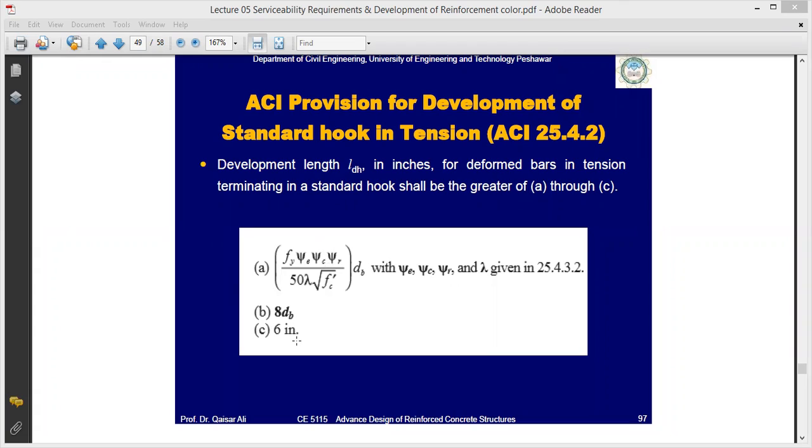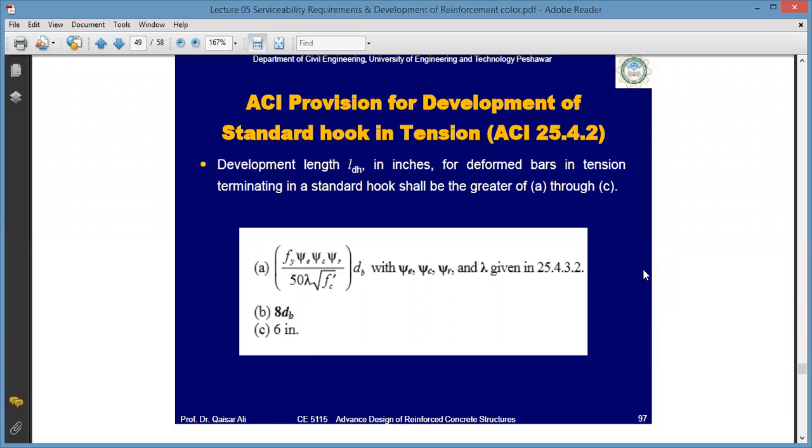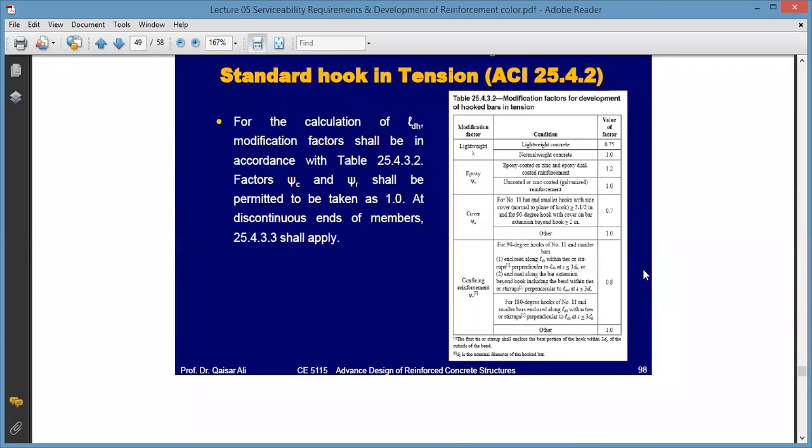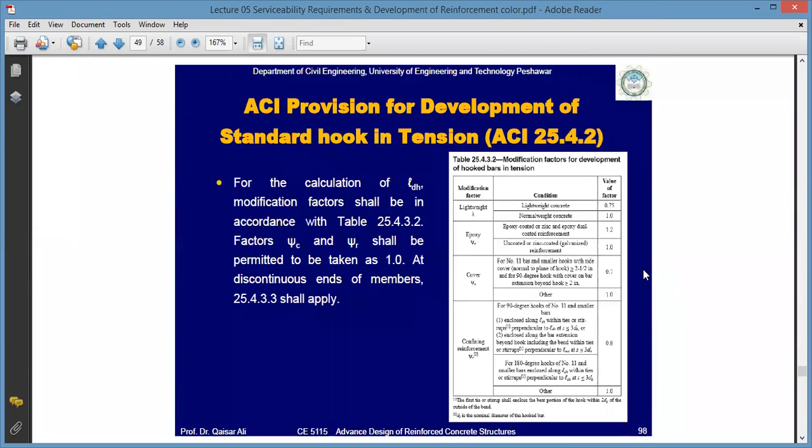The greater of these three should be equal to the hook length. So it is here 8 times the dia bar, or 6 inch, or this equation. For the calculation of development length of a hook, the multiplication factor shall be in accordance with the table.